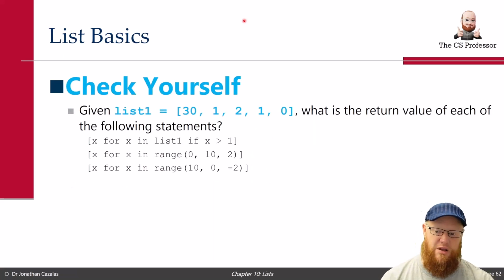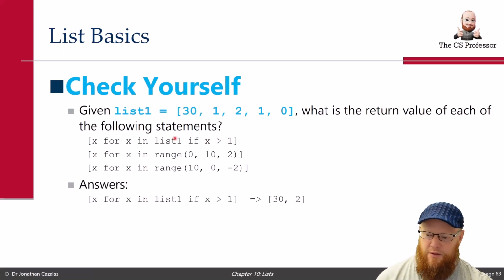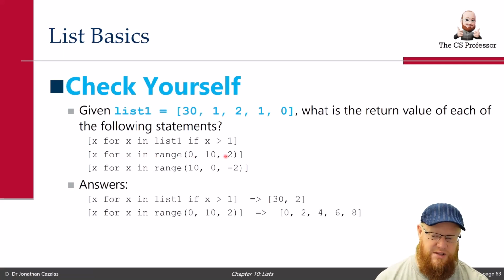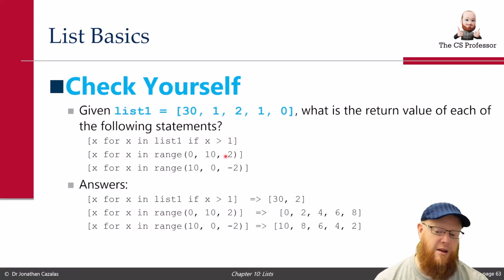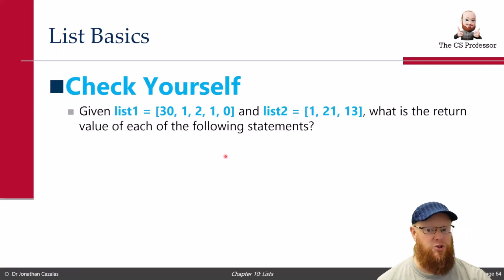Here we have list comprehension. Given that list, use list comprehension. These are fun. For x in list 1, if x is greater than 1, here we're going to have a list of only two elements, the 30 and the 2. For x in range 0, 10, 2, so this is going to be 0, 2, 4, 6, 8. Love it. So much fun. Or from 10 down to 0, but not including 0, by 2s: 10, 8, 6, 4, 2. Pretty easy. But make sure you understand that.